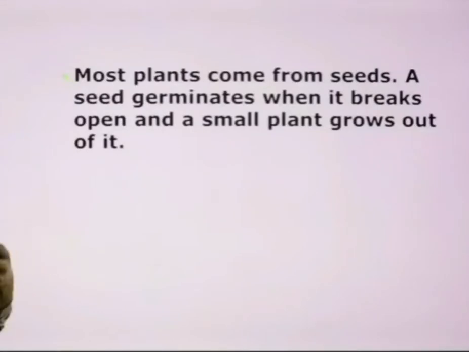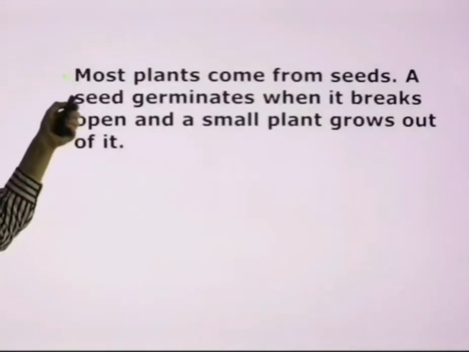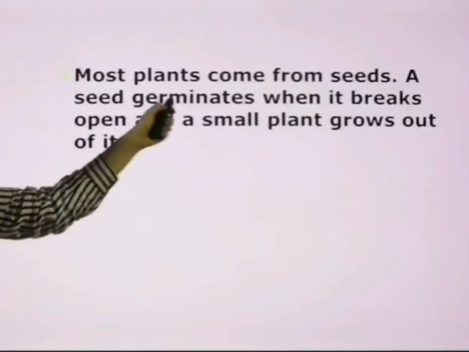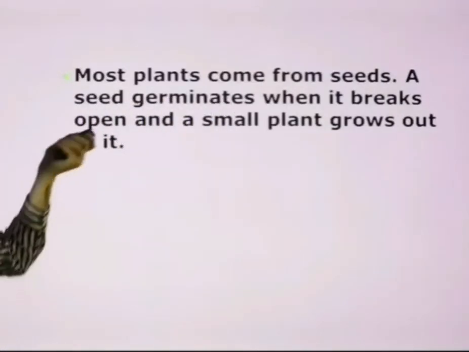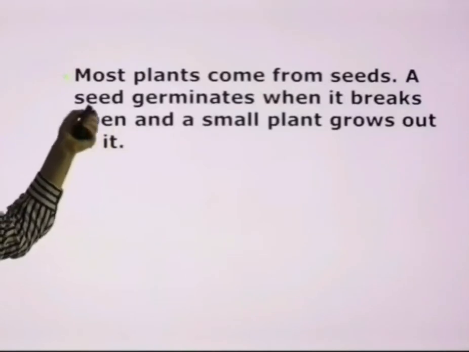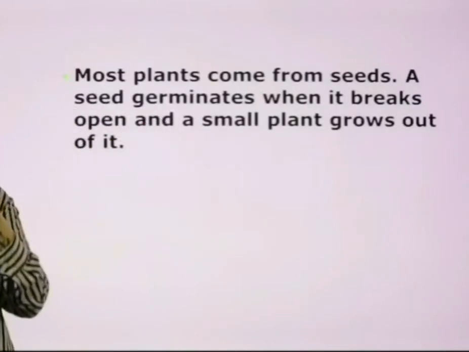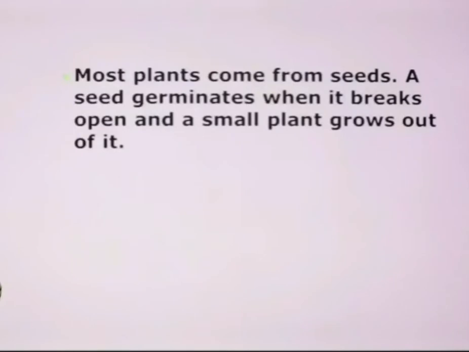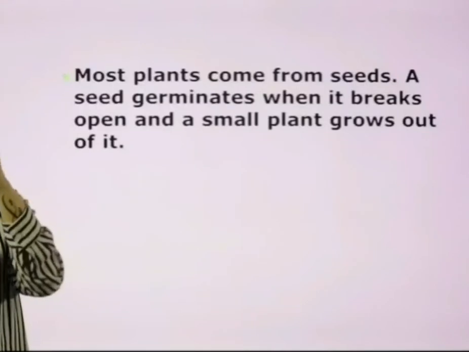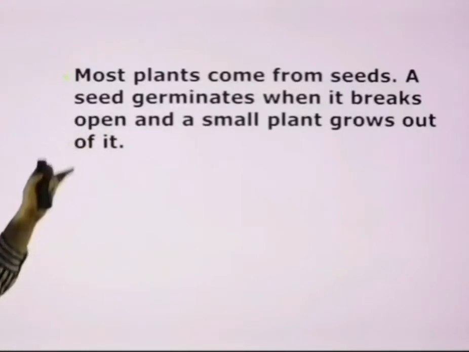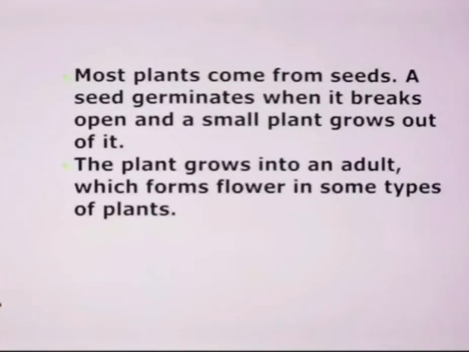Most plants come from seeds. So this is a very important point. Most plants come from seeds. A seed germinates. So what's the meaning of germinates? When the seed germinates, it breaks open and a small plant grows out of it. So this is germination. It's when the tiny seed breaks open and a tiny plant grows out of it.